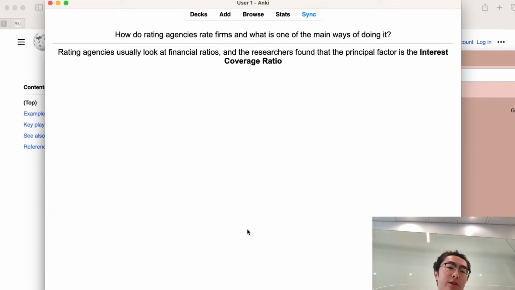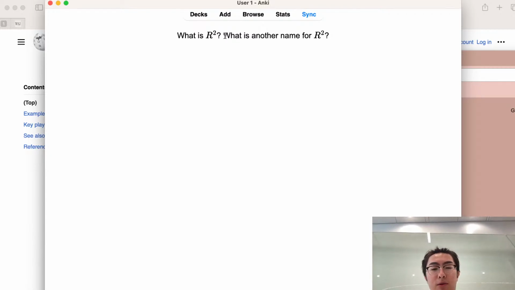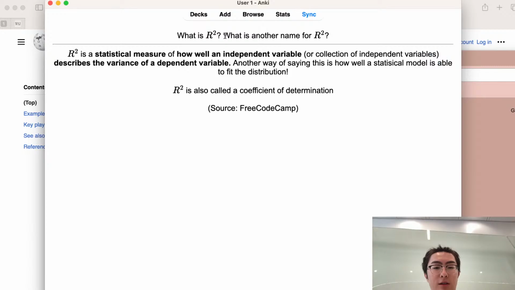Oh, financial ratios, okay. Okay, so what is R squared? What is another name for R squared? R squared refers to a measure of how well a statistical model fits some type of sample or observable data. I think another name for R squared is the coefficient of determination.